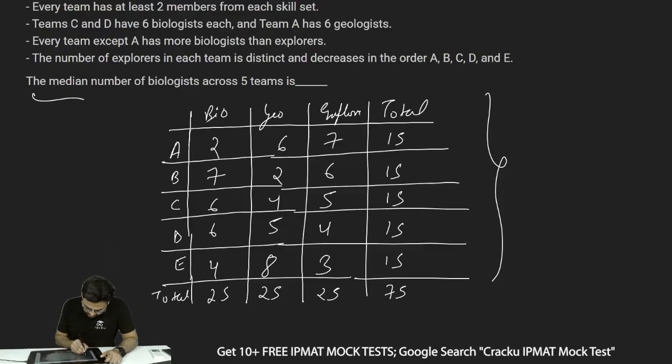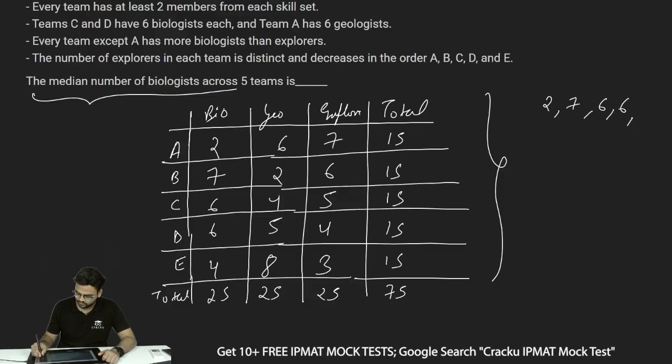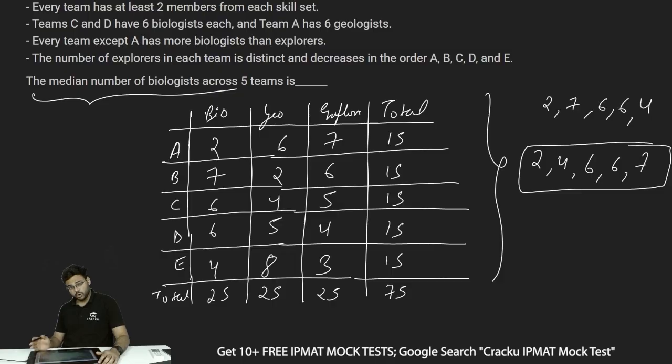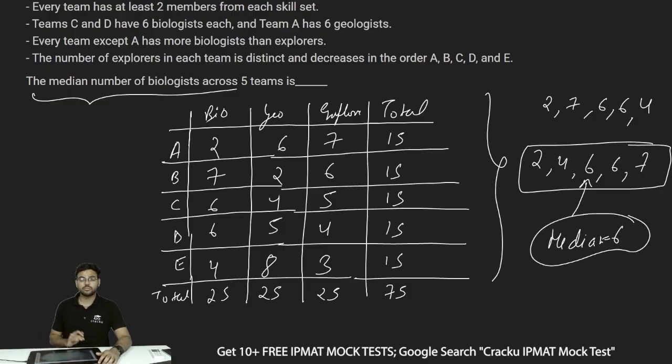The question asked here is the median number of biologists across 5 teams. So what is the number of biologists? Biologists are 2 in A, 7 in B, 6 in C, 6 in D, and 4 in E. In order to find out the median, first we have to arrange this in ascending order. So this will be 2, 4, 6, 6, and 7. Now out of these 5 values, which is the median value? Median value is the middlemost number. So this is my median value. Median is 6. Thus I can say the median number of biologists across 5 teams is 6, and therefore 6 will be the correct answer.